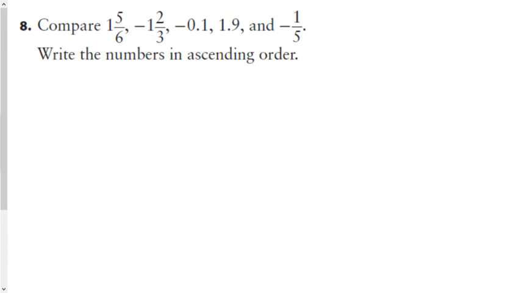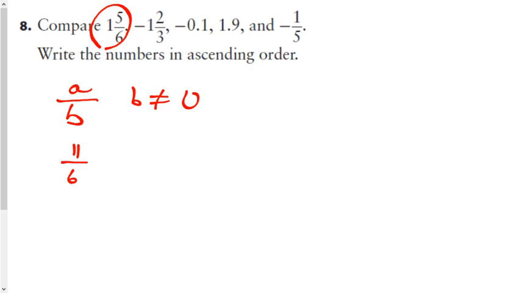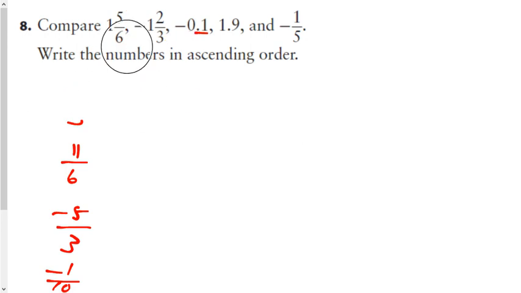Question 8 says compare these 5 rational numbers. Now, real quick, remember a rational number is any number that can be written in the form of a divided by b where b does not equal 0. So all of these can be written in that form because this is a mixed fraction, could have been 11 over 6. This one would have been negative 5 over 3. This one, we could change to a fraction, would be negative 1 over 10, etc. Just to remind you of what rational numbers are.